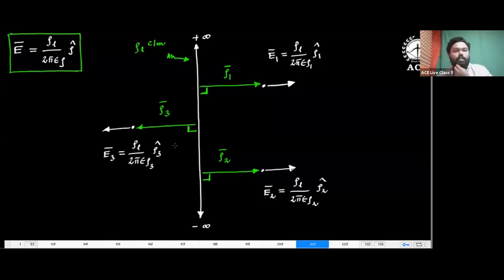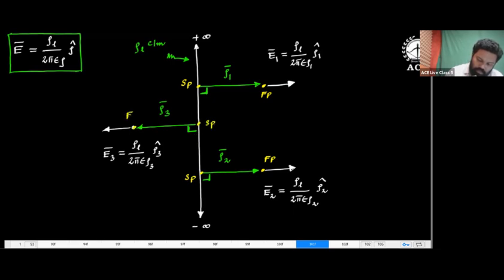So we are going to follow some terminology here. I'm going to call this SP, source point, and this FP, field point. Here it is field point, here it is source point. What is the field point? Where you want to find out the electric field is a field point. What is the source point? If I drop a perpendicular onto the line charge, wherever it intersects, that is a source point.